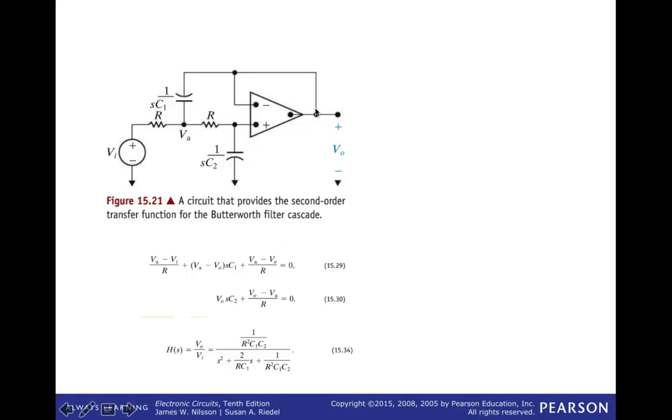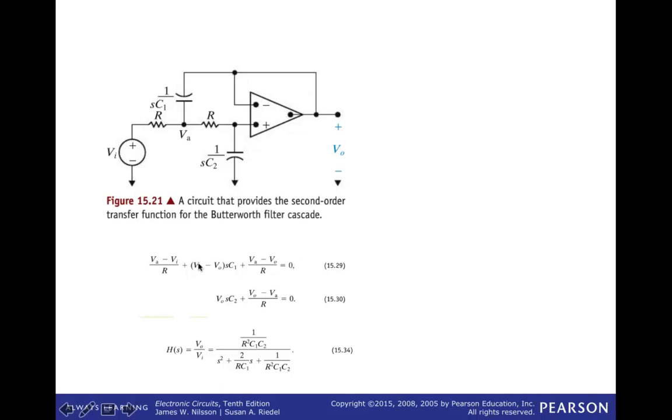So here is V out minus VA over R, this path. And then there's this path, which is V out minus V out over SC2. So that's going through here. So two node equations, one written at VA, one written at V out.